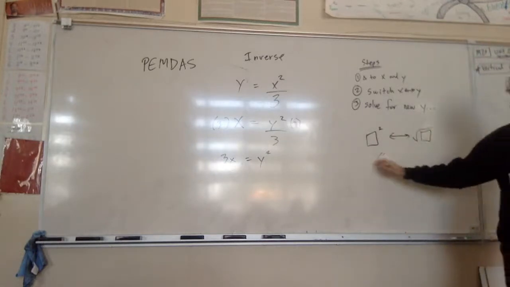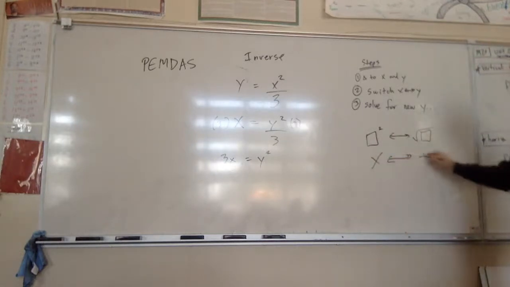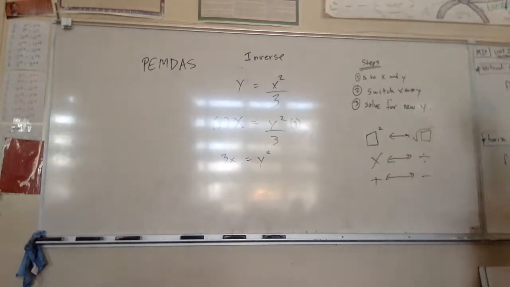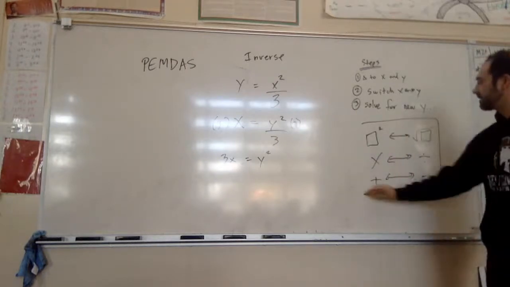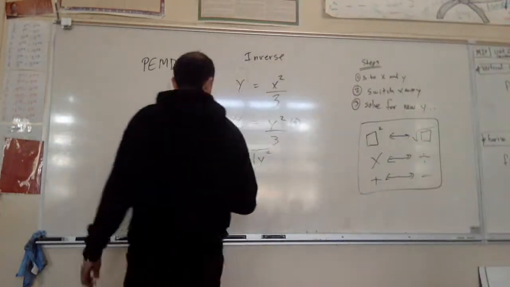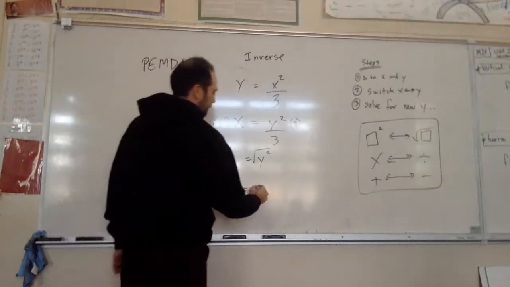Too slow. All right, division and multiplication, opposite, subtraction. Or I'll make it consistent with subtraction. Add, subtract. These are inverses. You always do the opposite to get rid of and isolate your variable. So let's square root both sides. Root 3x is equal to y.